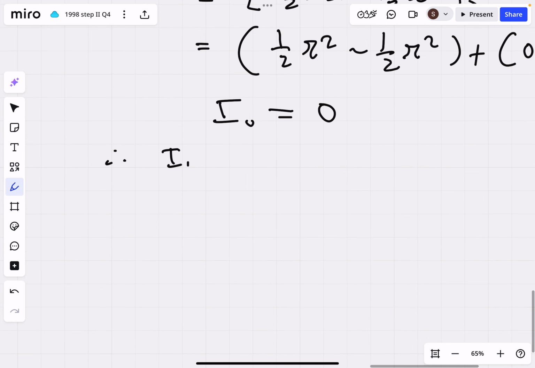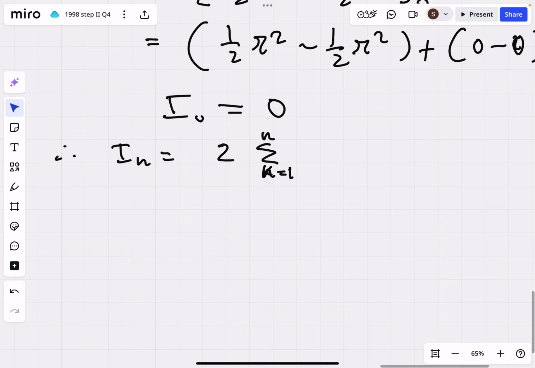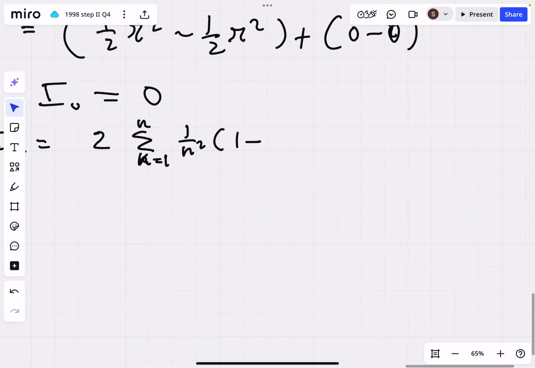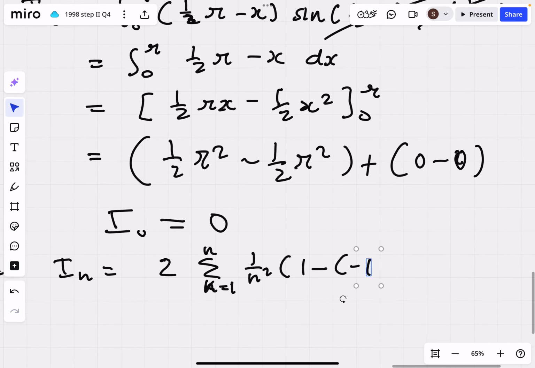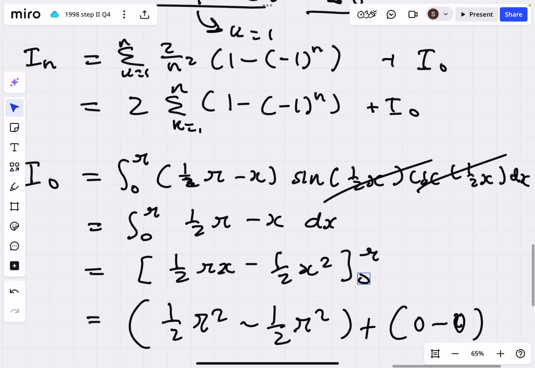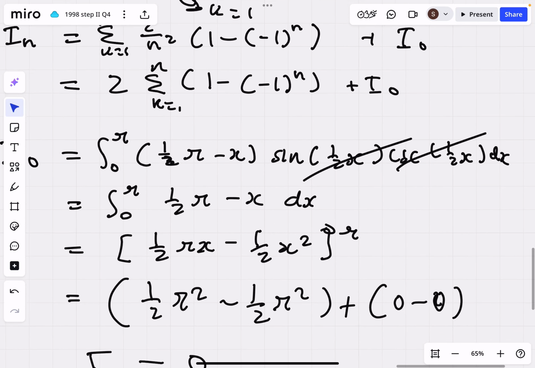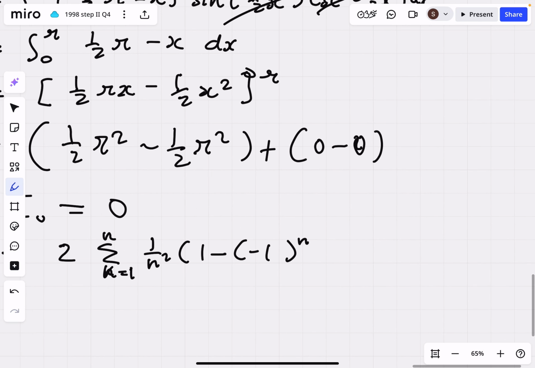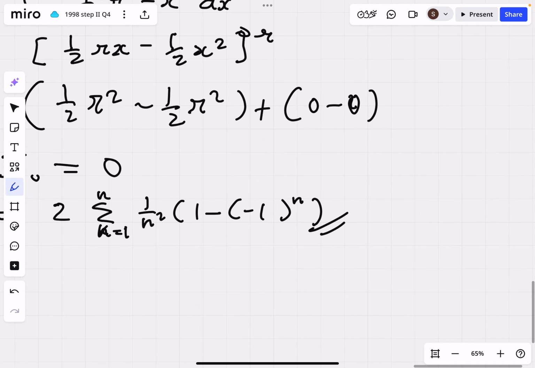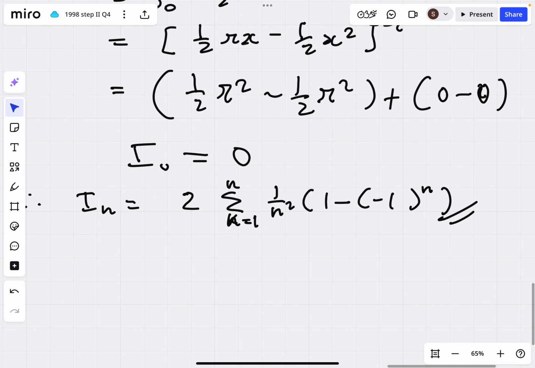Therefore, I_n equals 2 multiplied by the sum from k equals 1 to n of 1 over k squared, 1 minus minus 1 to the power of k. And there we go. That is I_n.